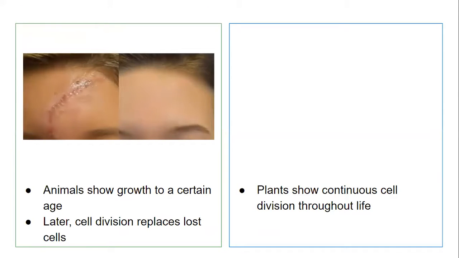Just explaining the same property, if a human gets an injury, then after a certain time, the cell division only replaces the lost cells. The growth is not continuous in them throughout life. They do not increase in proportion throughout life. After a certain age, when growth is completed, the cell division only occurs to replace lost cells. Whereas plants show continuous cell division throughout life.